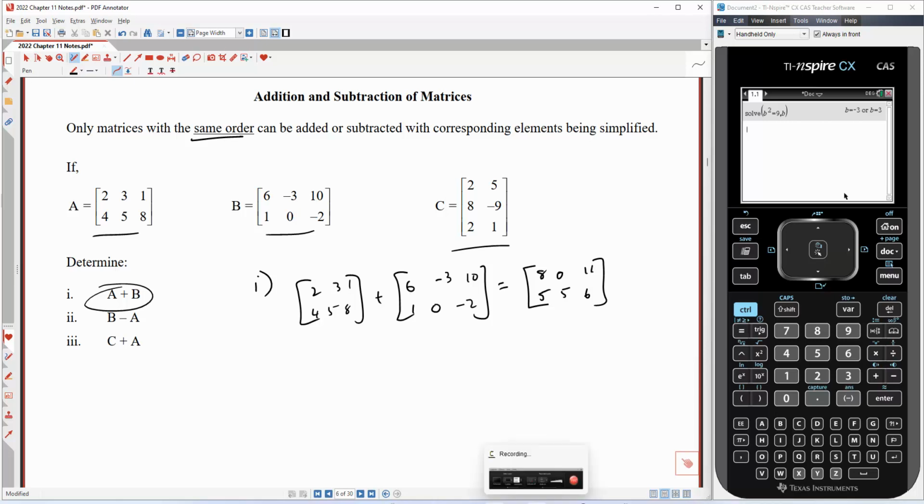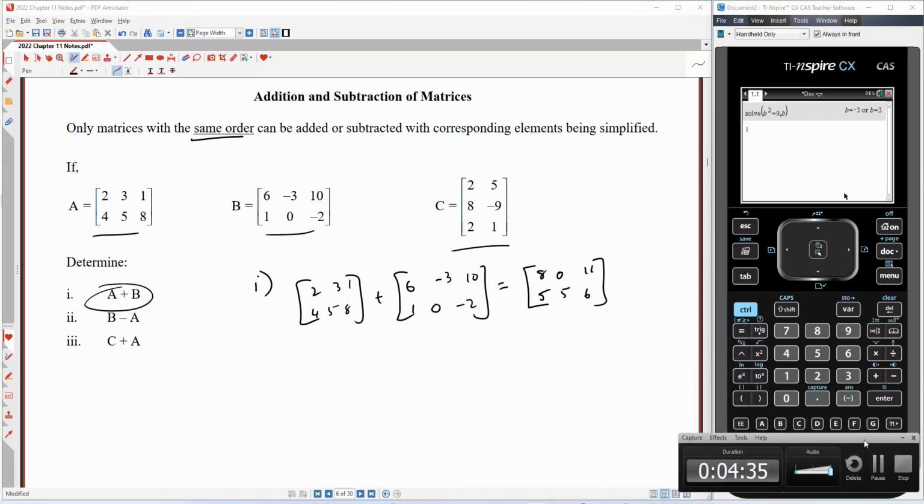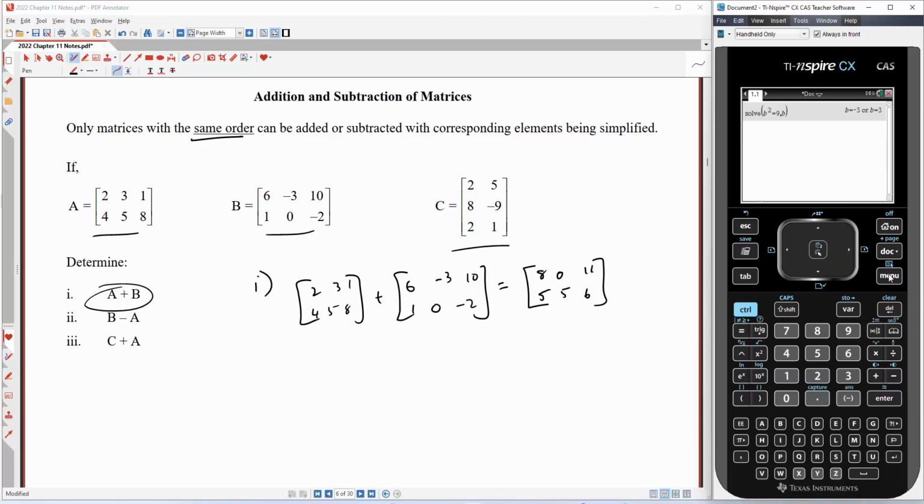Which I actually can't remember, so I'm going to pause the video and brush up on it and then show you. Okay, yeah, pretty intuitive how to do this. So what you're going to do is go to Menu, Matrix and Vector, and create a matrix. Now what we want to do is create a 2 by 3 matrix. So 2 rows, 3 columns. We're going to throw in the parts, which is 2, 3, 1, 4, 5, 8. And then do it again.